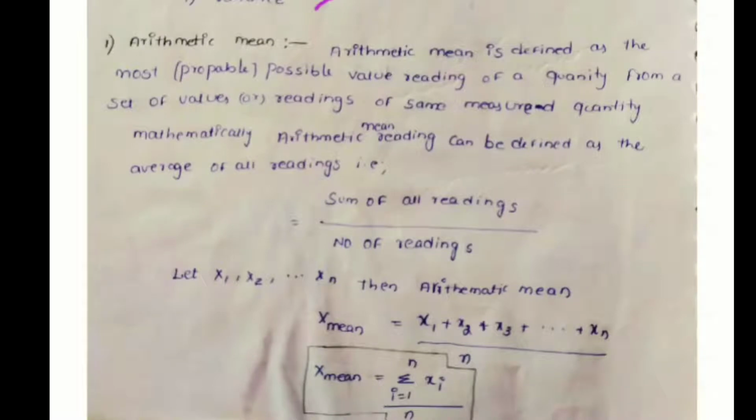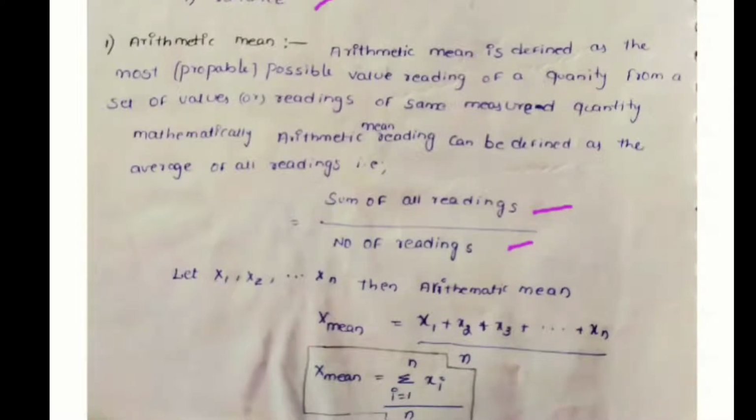What are arithmetic mean, median, standard deviation and variance? Arithmetic mean is defined for a set of values or readings of the same measured quantity. It is defined as the most probable value. How can we calculate the mean of so many values? Mathematically, arithmetic mean is the sum of the readings divided by the total number of readings taken.